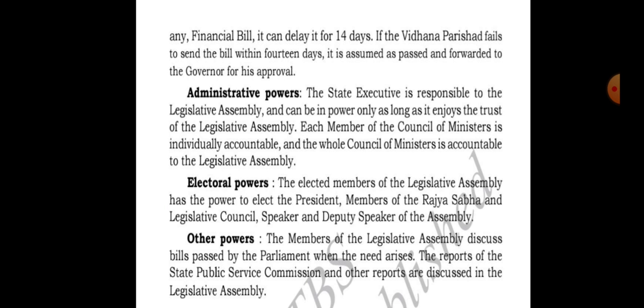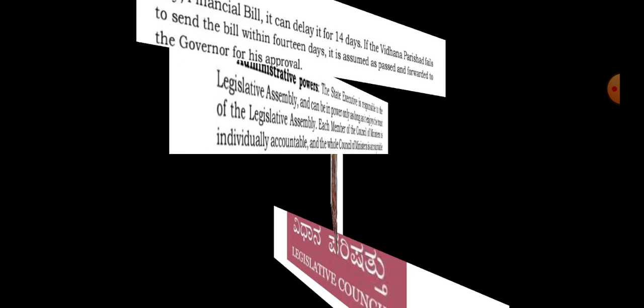They participate in the election of Rajya Sabha, or upper house of the union government, and the legislative council, speaker, and deputy speaker of the assembly. In all these elections, the elected members of the legislative assembly actively participate. What are the other powers apart from this? The legislative assembly can discuss any bill passed by the parliament if there is a need, and the reports of the state public service commission and other reports are also discussed in the lower house of the state legislature.